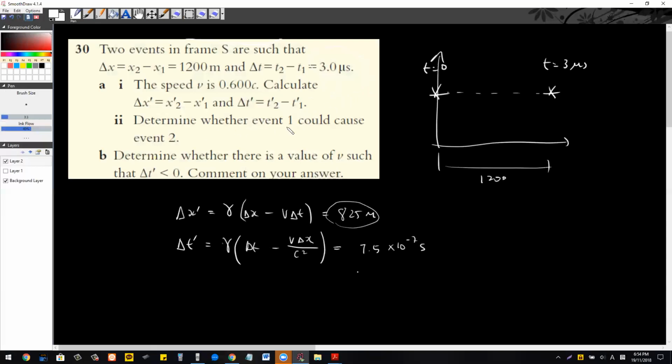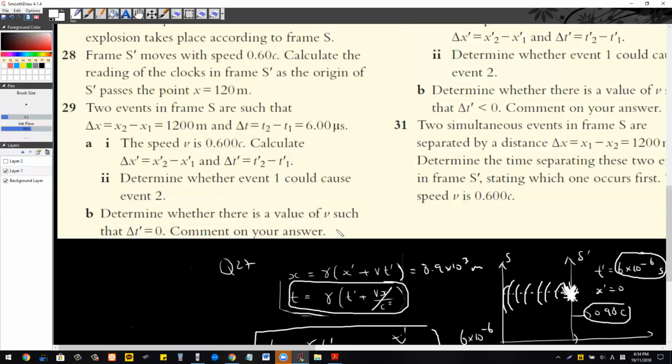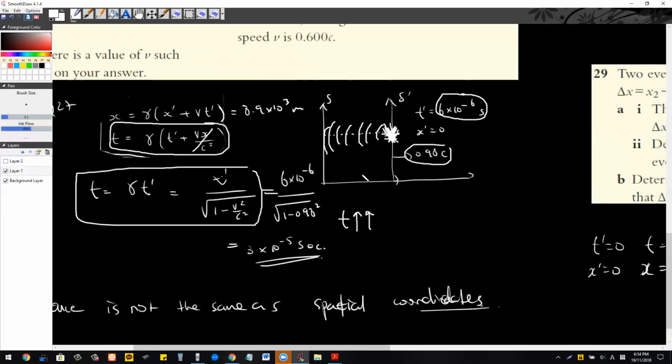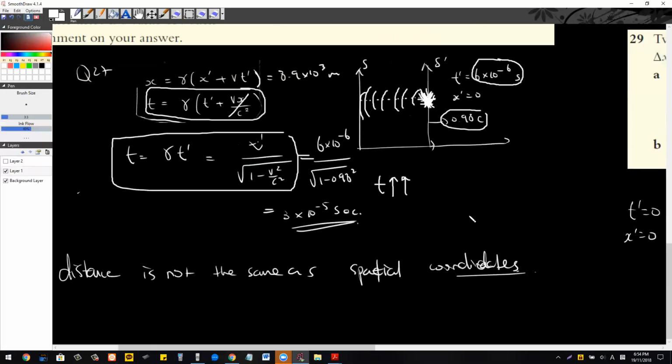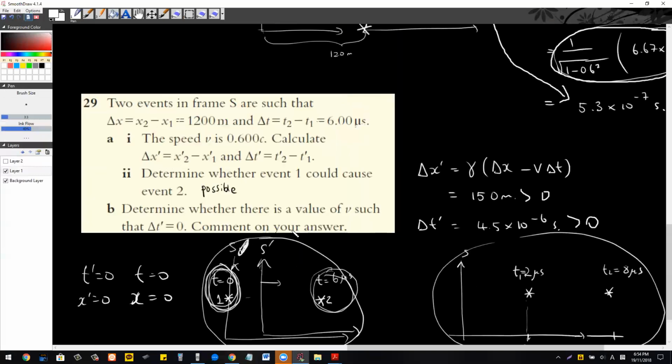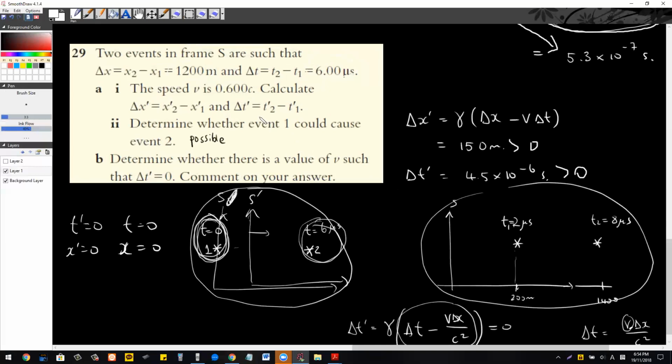Determine whether event 1 could cause event 2. By the way, if we just go back slightly to the previous question, you know how we concluded that event 1 could cause event 2, right? Because it was this one here, because we divided this time by this one, right?